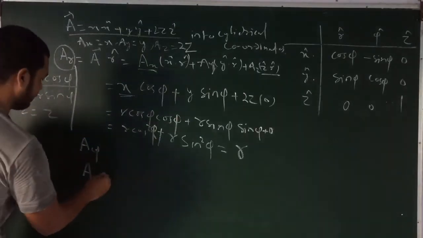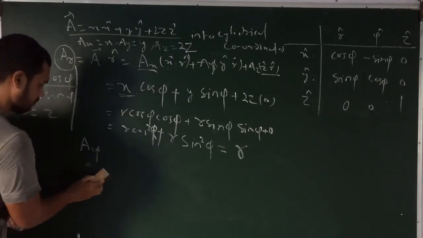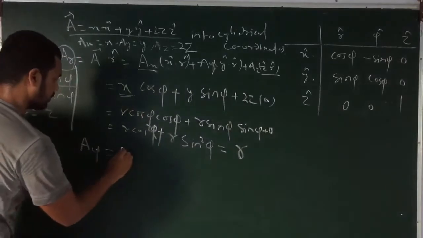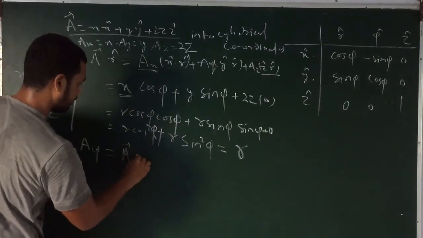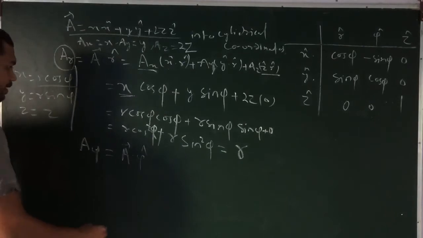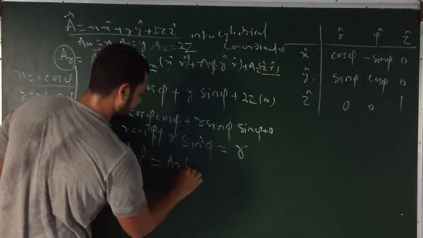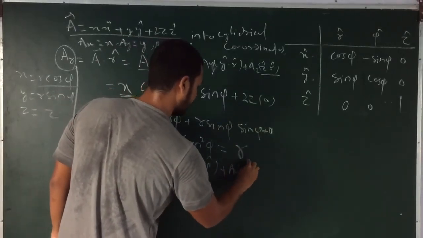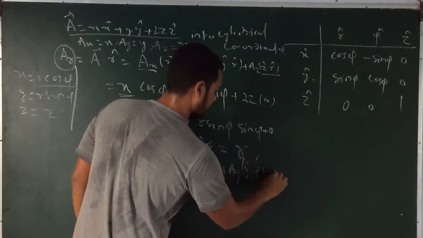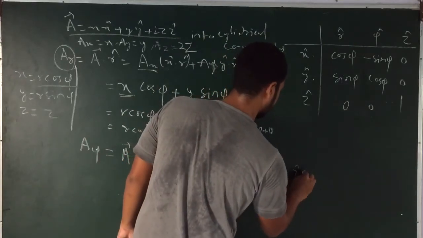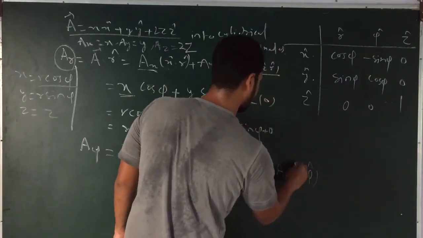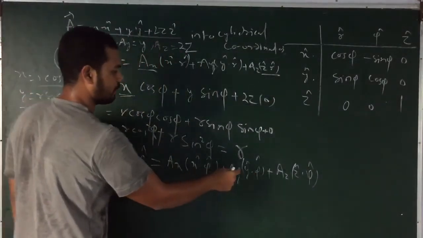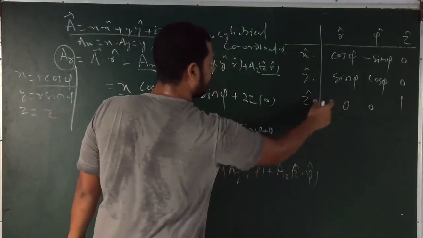So similarly you can find A phi and Az. So what will be your A phi? It's nothing but A dot phi cap. So from here you will get Ax x cap dot phi cap plus Ay y cap dot phi cap plus Az z cap dot phi cap. Substitute all the values Ax, Ay, Az and x cap dot phi cap, y cap dot phi cap, z cap dot phi cap from the table.